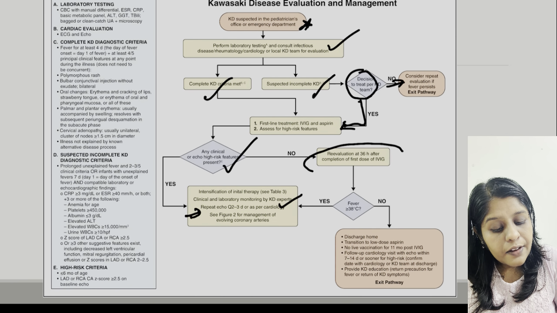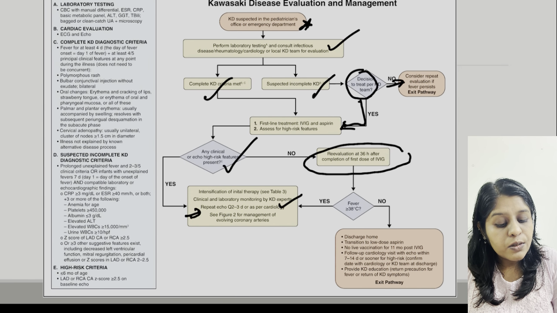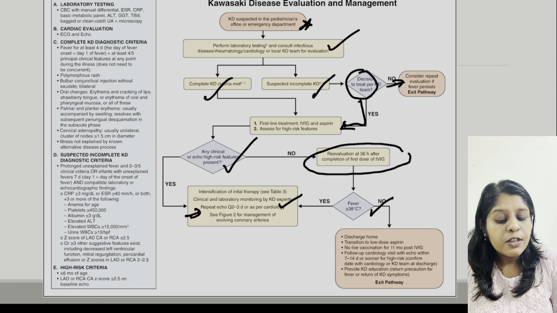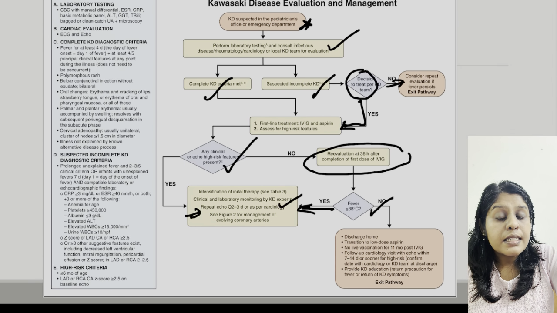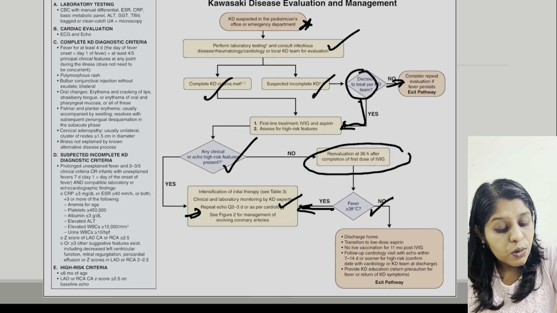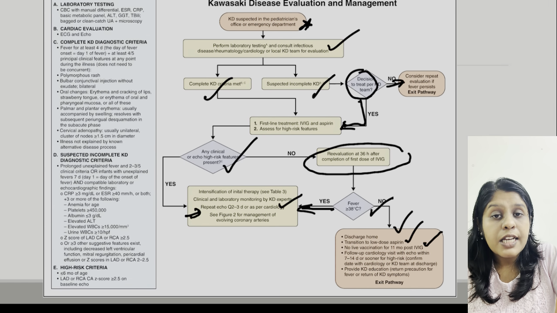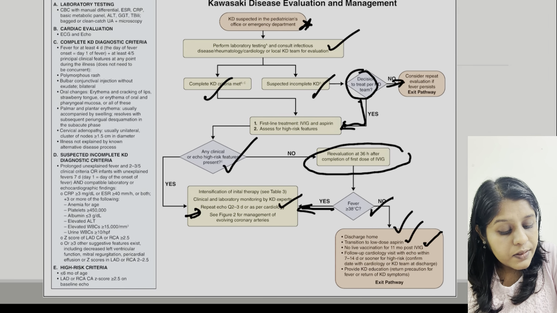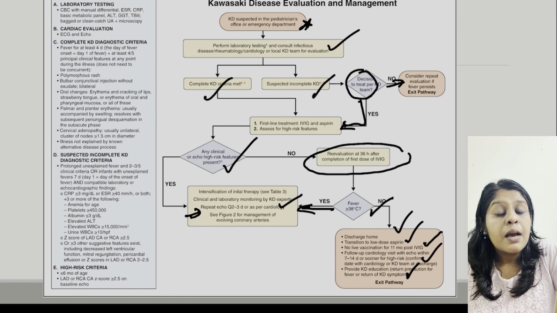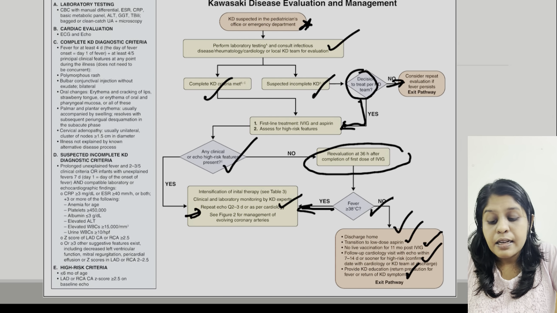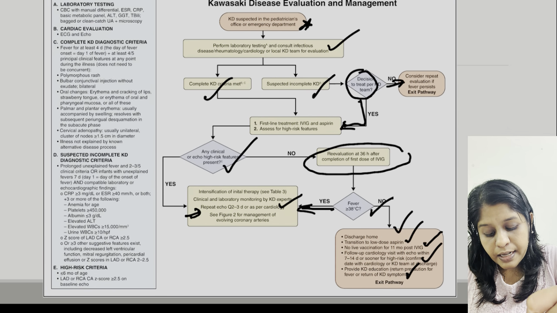If after reevaluation at 36 hours after completion of the first dose the fever is persistent, then you intensify. So you intensify in two cases. One is high risk cases, and the second is if the fever doesn't subside, that is IVIG resistant Kawasaki disease. Or else you discharge home, and you try to make it low dose aspirin. Because the child has received IVIG, you cannot vaccinate the child for the next 11 months. Follow up with cardiology with a repeat echo, provide KD education, and return if any KD symptoms persist, because KD can recur. So here it's the same thing that we had discussed so far.